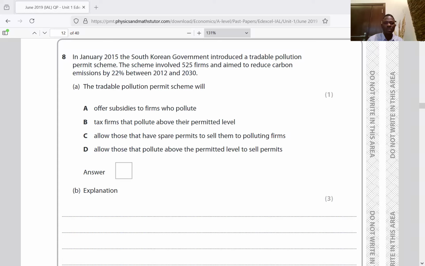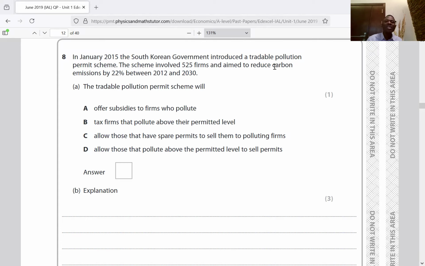Question 8, please. In January 2015, the South Korean government introduced a tradable pollution permit scheme involving 525 firms and aimed to reduce carbon emissions by 22% between 2012 and 2030. It said the tradable pollution permit scheme will what? A: offer subsidies to firms who pollute. Pollution is an external cost, a negative externality. Subsidy would never work on it.